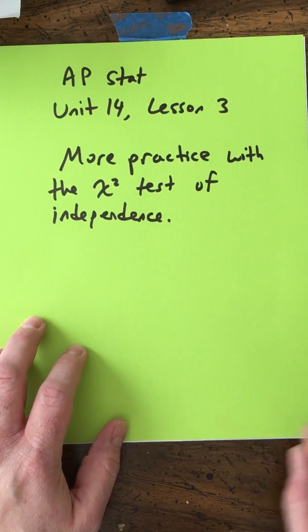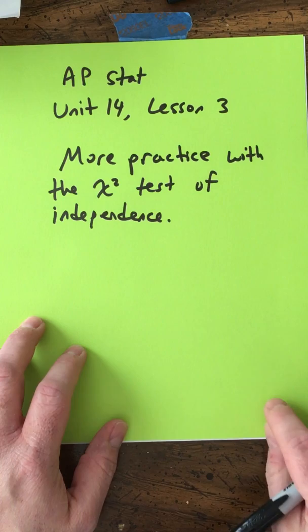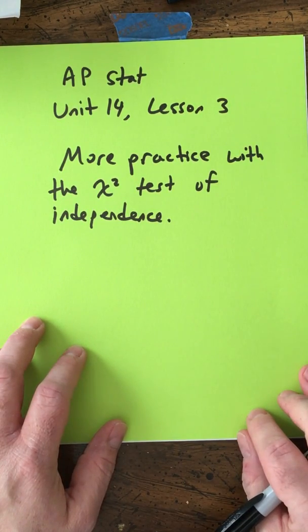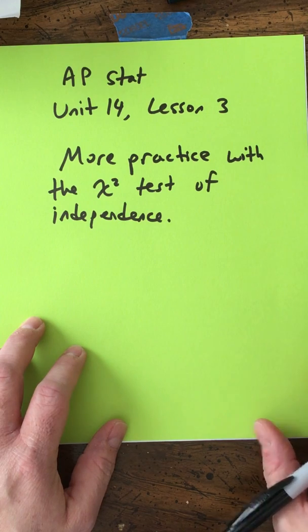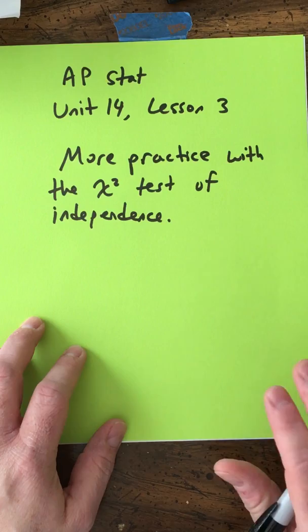We're going to do more practice with the chi-square test of independence. By the way, this will be the last new lesson that we do, and then we'll start reviewing for the AP exam. As you might have known, I sent you an email. We don't have to cover the last two topics.